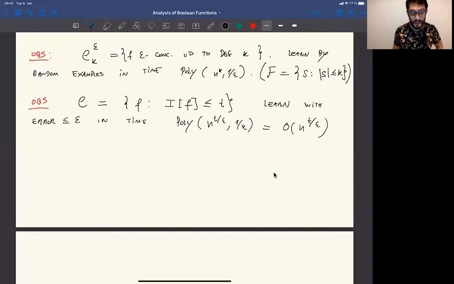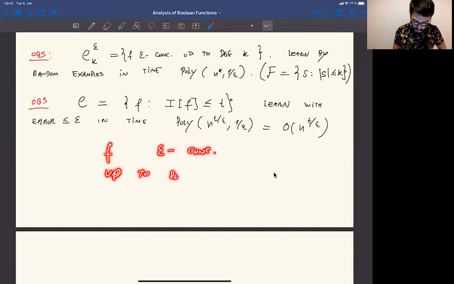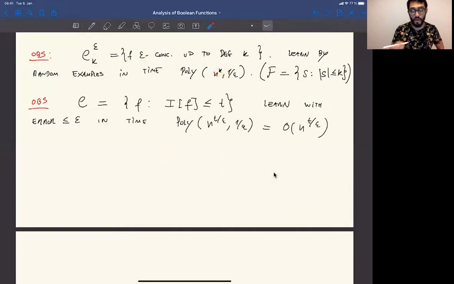that inequality that every function f is epsilon concentrated. So recall that we proved that every function f is epsilon concentrated up to degree I of f over epsilon, and this is less than or equal to t over epsilon. So this is the degree, and that's what we're using here. You can use the previous observation.